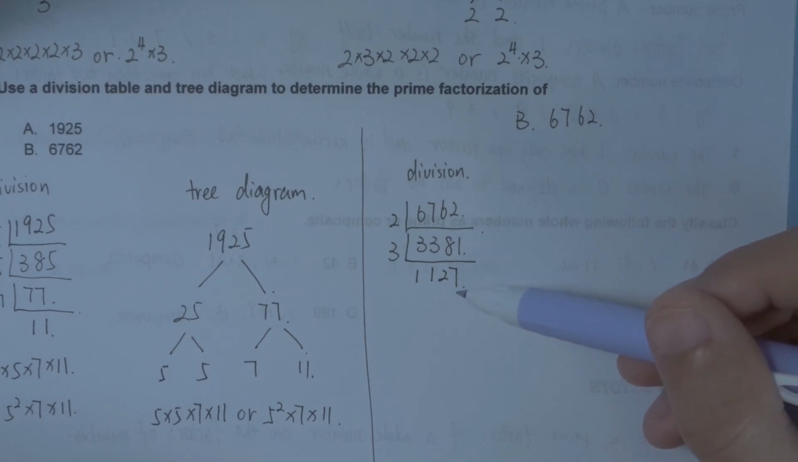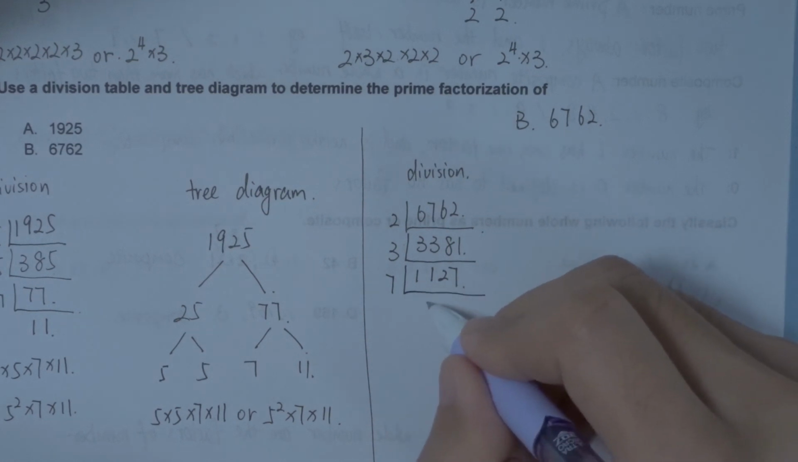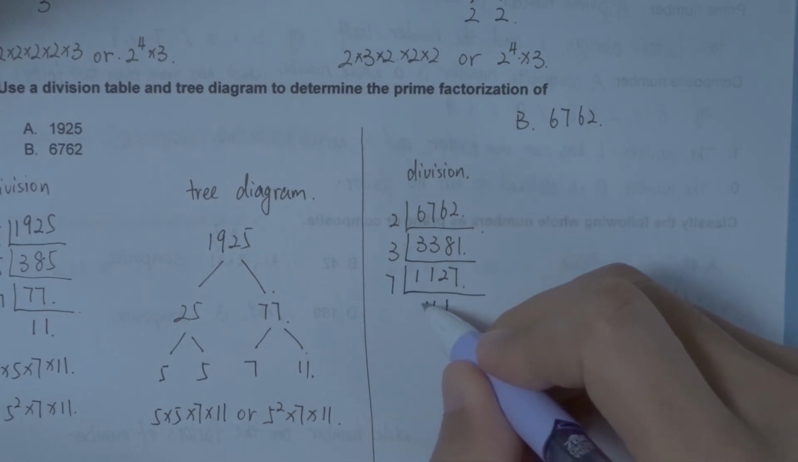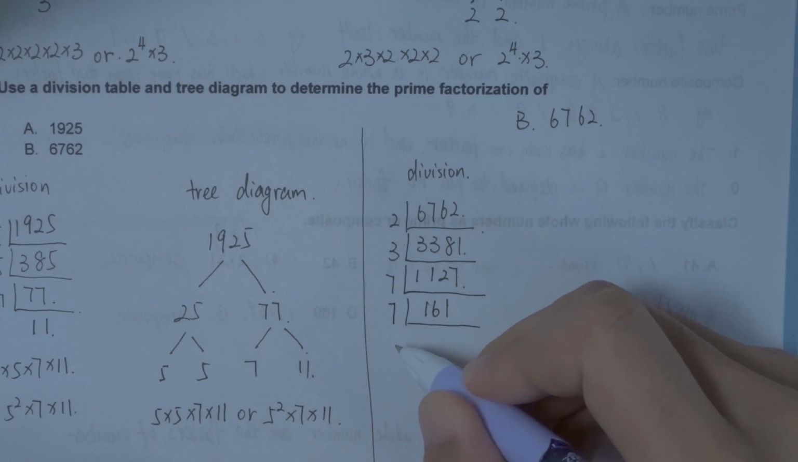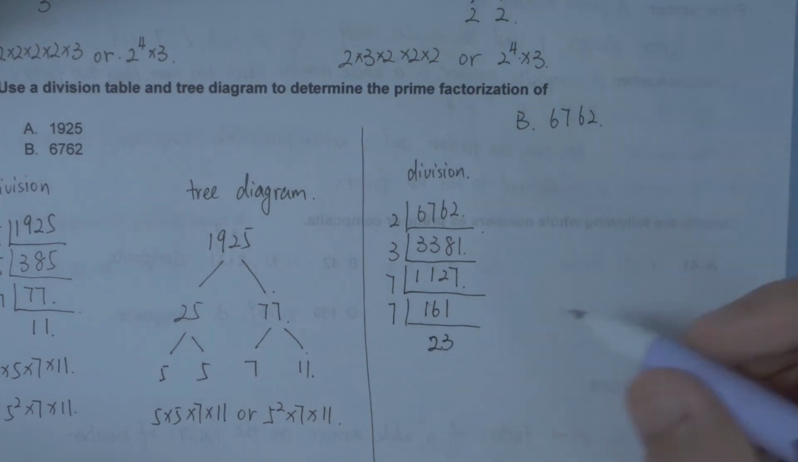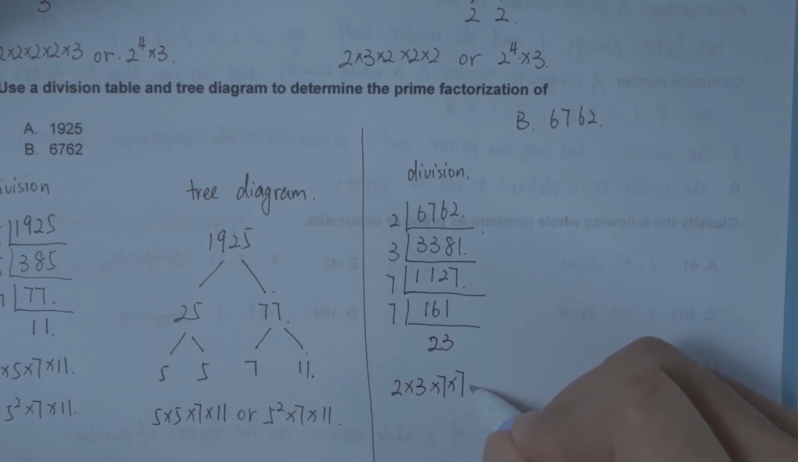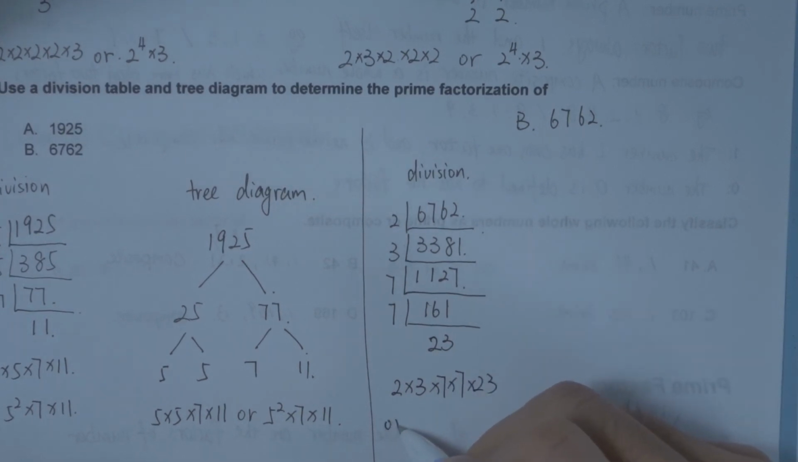So we can try 5, maybe not, because it doesn't end in 0 or 5, so we can try 7 this time. 7, we get 161, and we can try 7 again. So the answer is 23, and 23 is a prime number. And we can express it as 2 times 3 times 7 times 7 times 23, or 2 times 3 times 7 squared times 23.